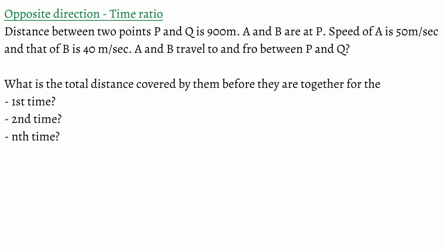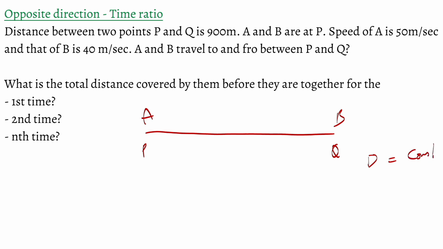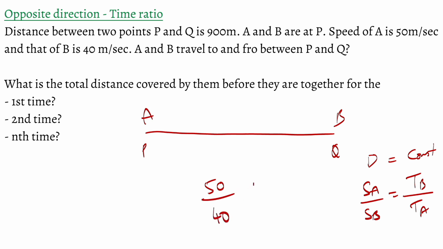What about time ratio? How can we calculate the ratio of time? This is P, this is Q, B is here and A is here. We know the distance is constant here. When distance is constant, we also know that speed of A by speed of B is equal to time taken by B by time taken by A, because speed is inversely proportional to time. What about speed of A? Speed of A is 50 by speed of B is 40 meter per second, and time taken by B by time taken by A. So this ratio is equal to 5 by 4.